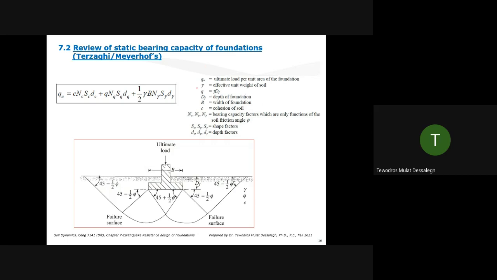In Terzaghi and Meyerhof, you have three components: the cohesion component, the surcharge component, and the granular soil component, or friction angle component. So the ultimate bearing capacity can be given by cohesion times the bearing capacity factors, depth factors, shape factors, and so many factors. You're familiar with these factors, so I'm not going to go deeper.